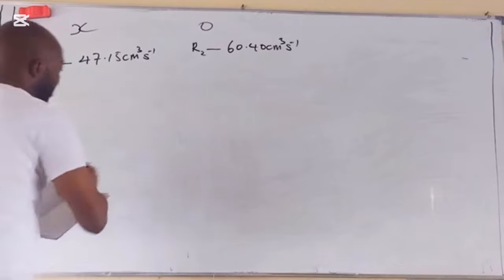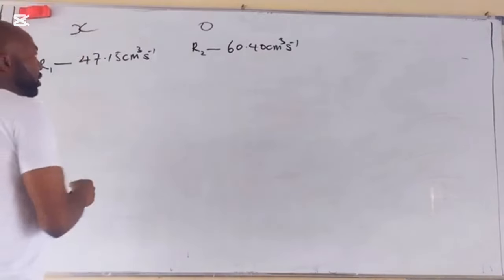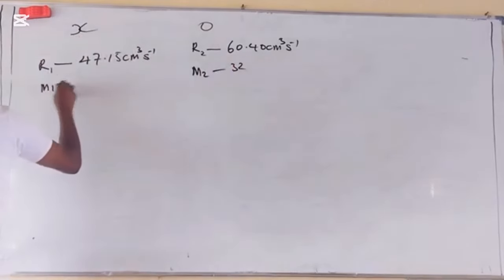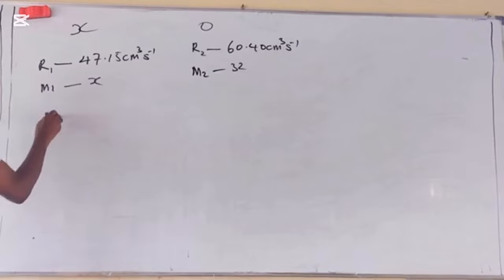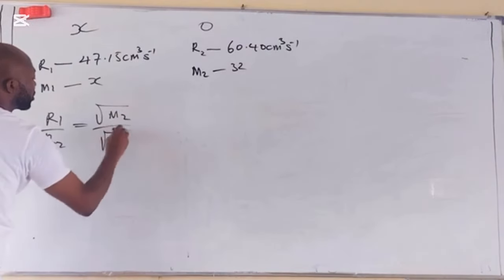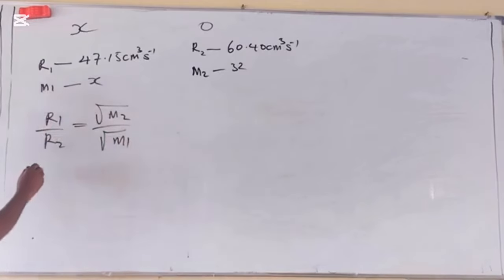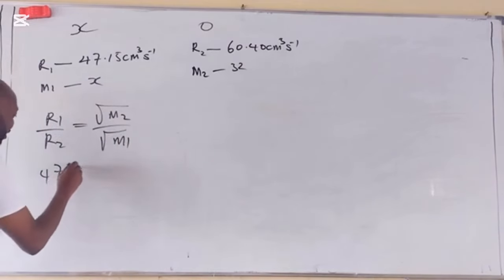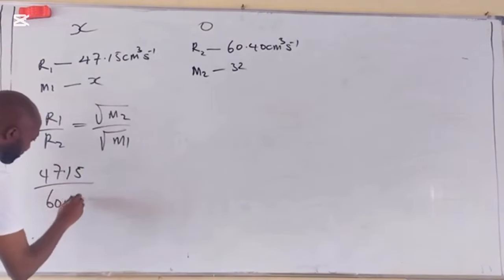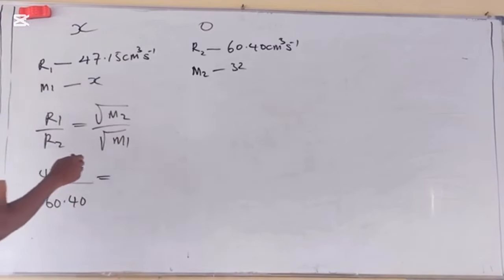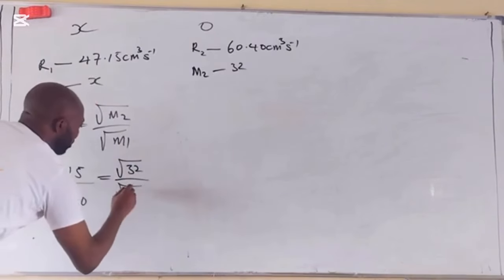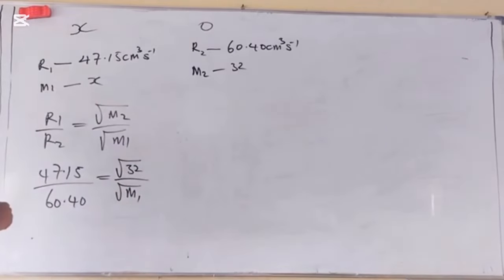Okay, I think I know where they're coming from. Oxygen is always 32, M2 is 32, and M1 we don't know. So we have R1 over R2 is equal to the root of M2 over the root of M1. R1 is 47.15, R2 is 60.40, M2 is 32, the root of 32 over the root of M1. That's what we're looking for.